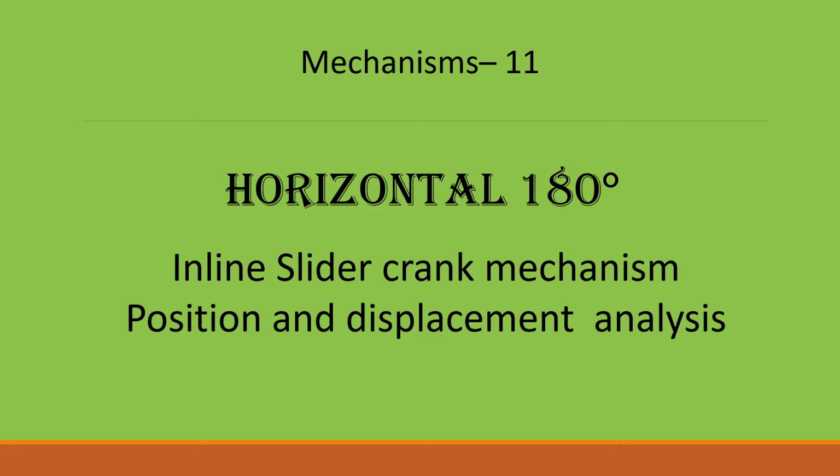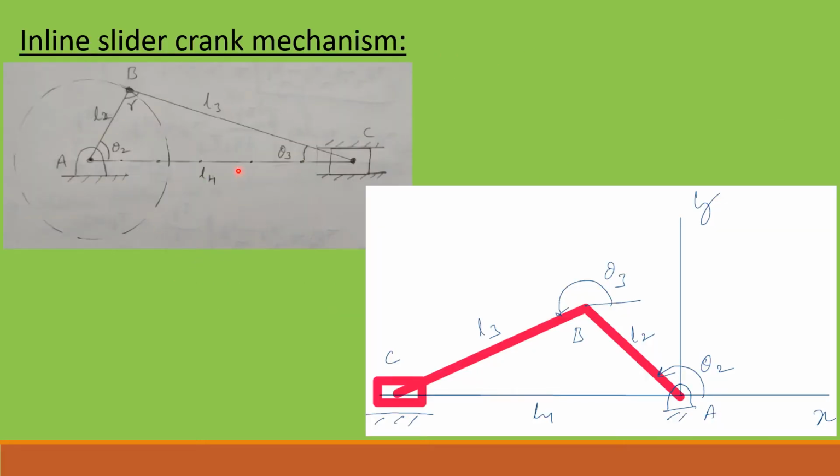Today I am going to discuss horizontal inline slider crank mechanism position and displacement analysis. Here is a typical horizontal inline slider crank mechanism. This link is crank L2, this is L3 coupler, L4 is the position of the slider along the horizontal, and in this case the slider is on the right side of the crank. But in today's video, I am going to discuss a horizontal inline slider crank mechanism whose slider is on the left side of the crank.